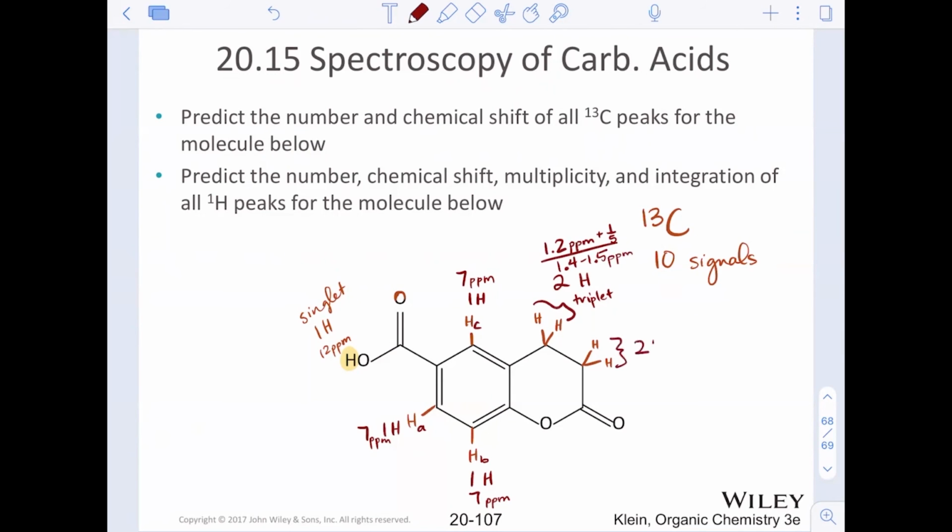This methylene group would also be 2 hydrogens. It would also be a triplet because of its 2 next-door neighbors, the 2 hydrogens we just talked about. It is alpha to that carbonyl group, so it would be shifted downfield a whole 1 ppm, which means that we would expect it around 2.2 ppm. Beautiful. So 1, 2, 3, 4, 5, 6 signals for the proton NMR, for a total of 1, 2, 3, 4, 5, 6, 7, 8 protons. Awesome.